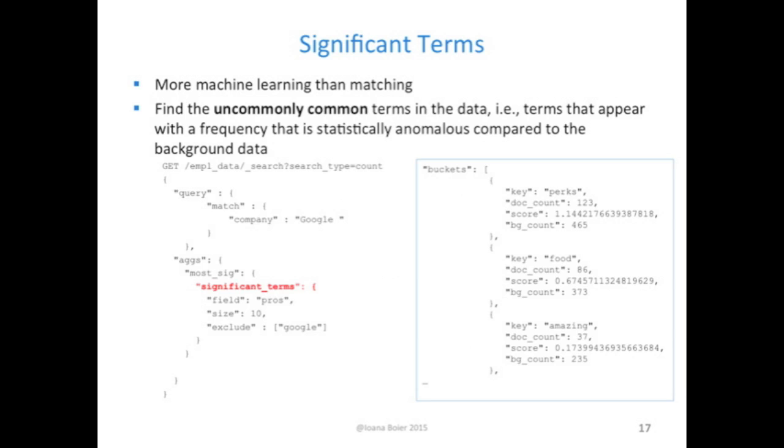Last but not least, significant terms allow us to find the uncommonly common terms in the data. The word perks, for example, is mentioned 25% of the time by Google reviewers, but only 4% of the time by the entire population of reviewers.